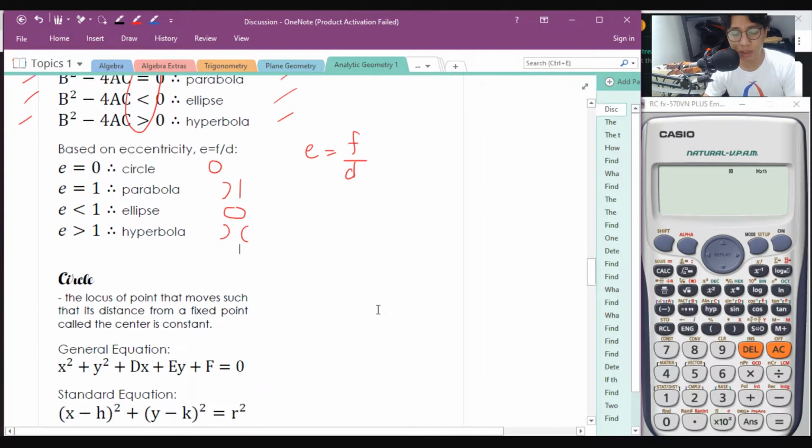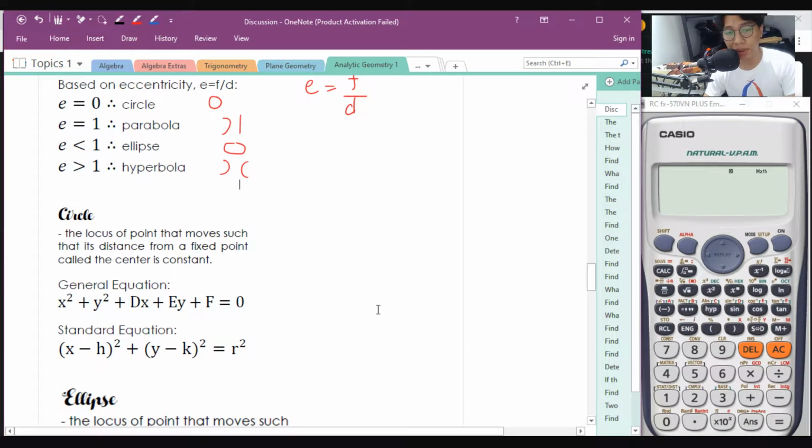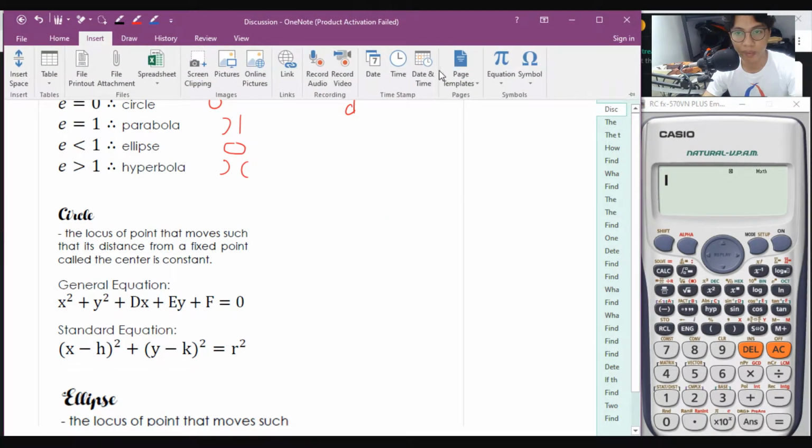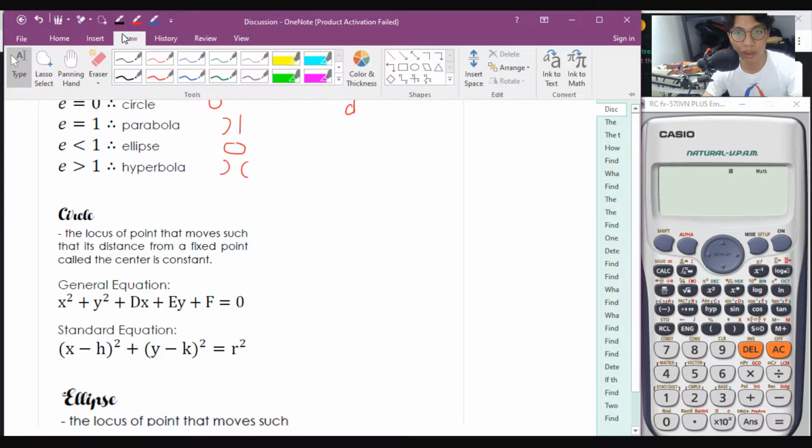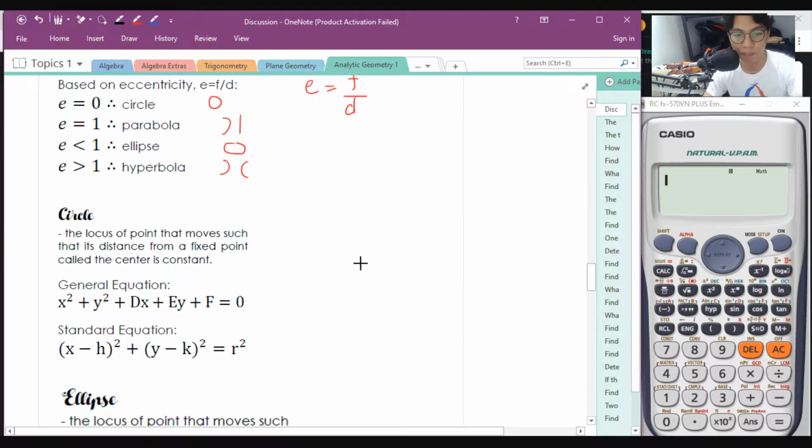Now, let us go with circle. The locus of a point that moves such that the distance from a fixed point is called the center, and is constant. Ibig sabihin, ano yung sinasabi niya dyan? In any form, pagpasensya na yung circle ko, pero pwede natin gamitin ito. Draw pala. Draw, circle. Yan. Meron tayo circle dyan.